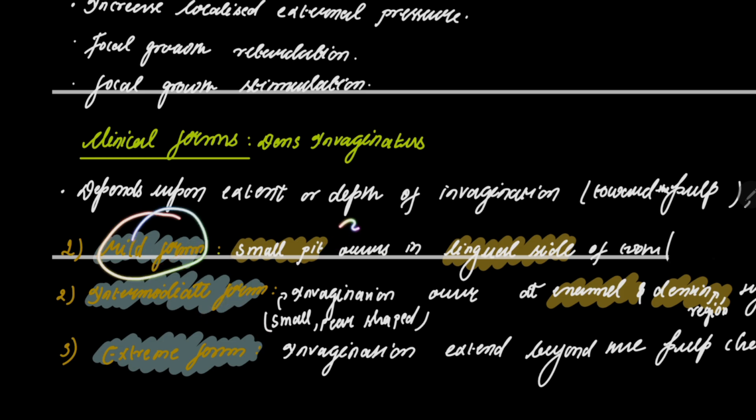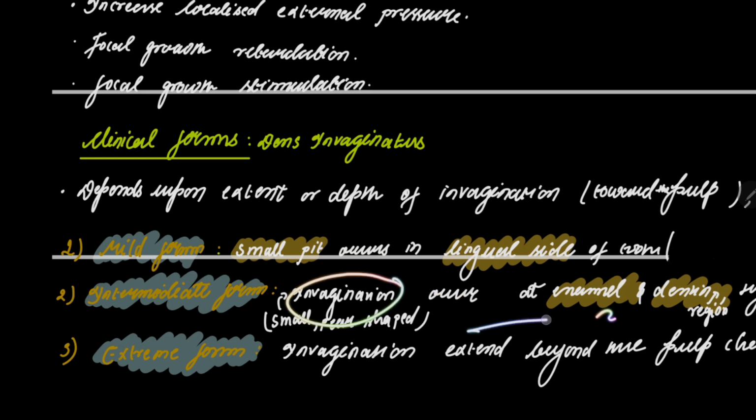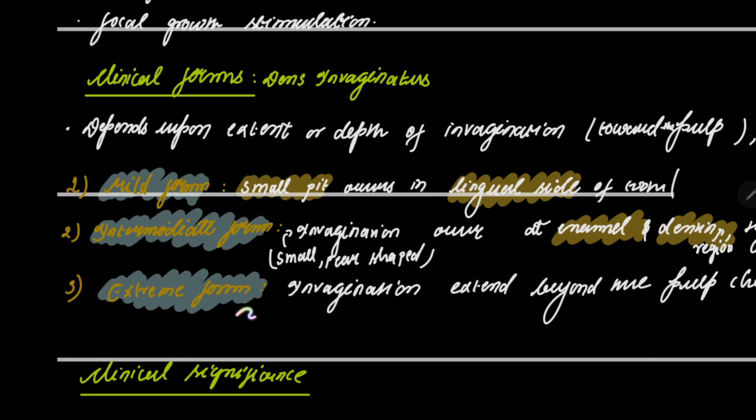In the mild form, a small pit occurs on the lingual side. This is the central incisor, and suppose this is the lingual side. In the intermediate form, invagination occurs in the enamel or the dentine region. In the extreme form, the invagination extends beyond the pulp chamber.